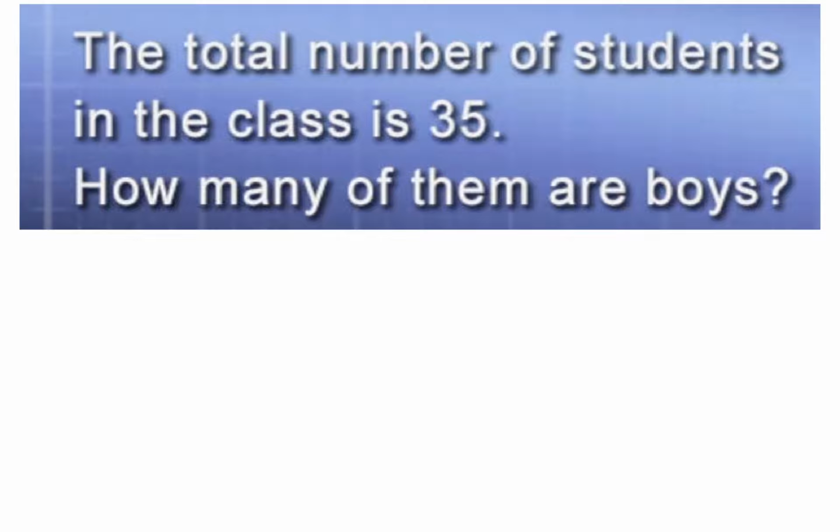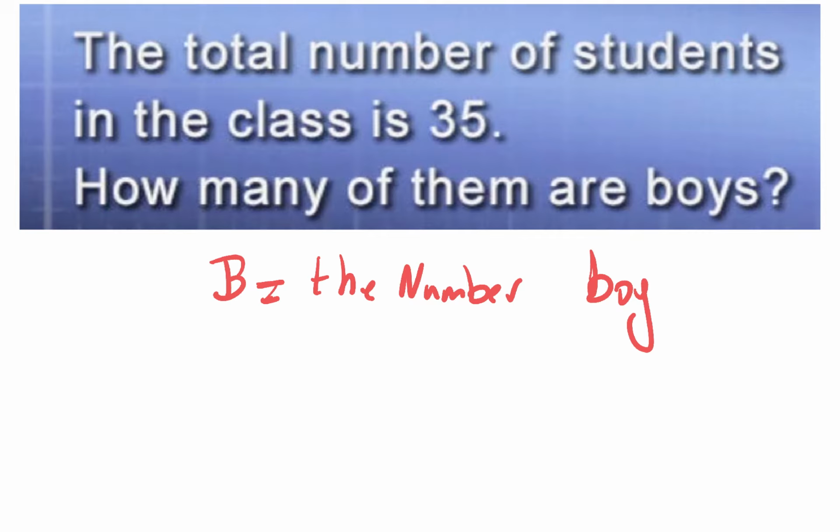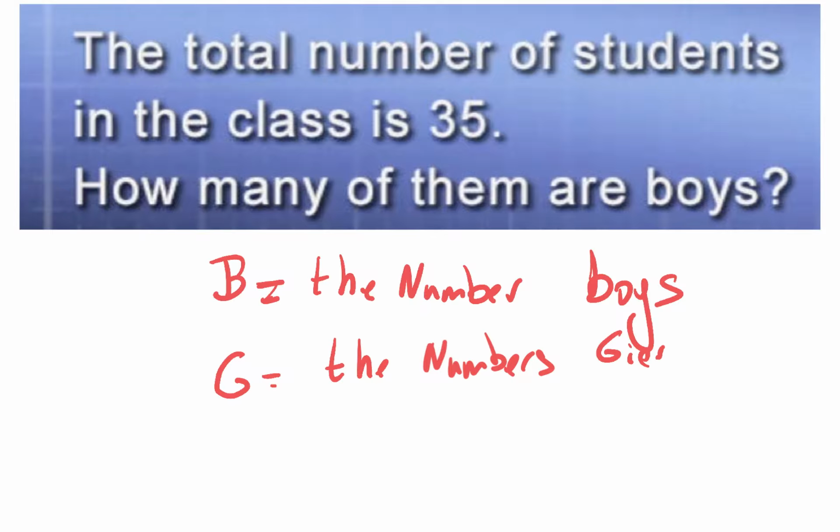Let's identify the variables. In your class, there are boys and girls. Let's say that B is the number of students that are boys, B for boys. And let's say that G is the number of students that are girls.